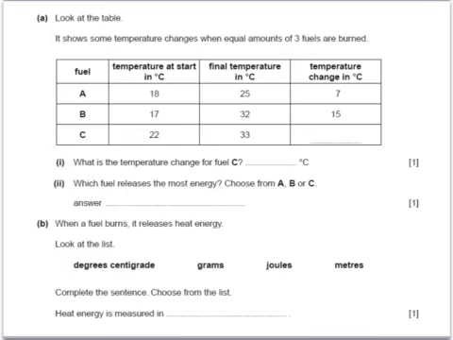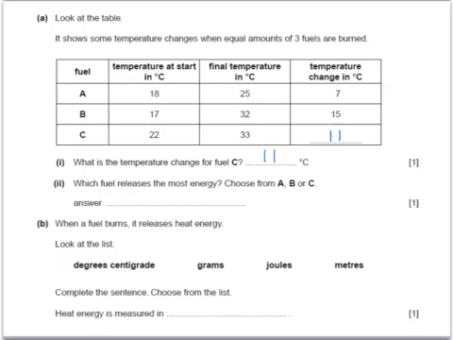This question uses the second of those two options. It says, look at the table. It shows some temperature changes when equal amounts of three fuels are burned. We can see that there are four columns: the name of the fuel, the temperature at the start, the final temperature at the end of heating, and the temperature change. The temperature change is found by taking the start temperature away from the final temperature. You're asked to find the difference for fuel C, so we take 33 and take 22 away, and we're left with 11 degrees, which we might write in the table or in the answer.